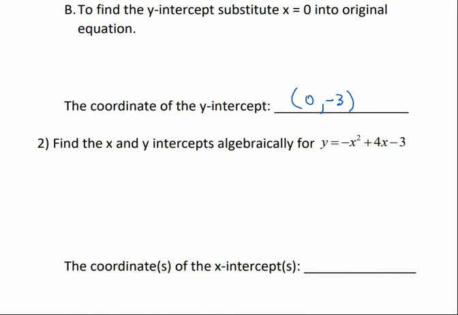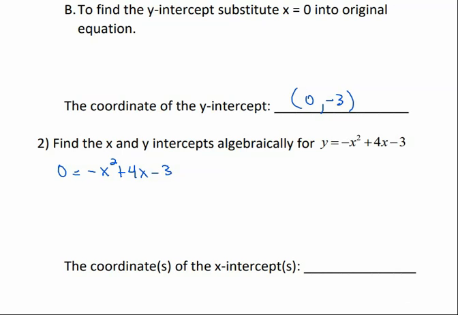All right, find the x and y intercepts algebraically for this quadratic equation. So for my x-intercept, plug in 0 for y. Okay, and to factor this, let me just show you something that would make this a whole lot easier.